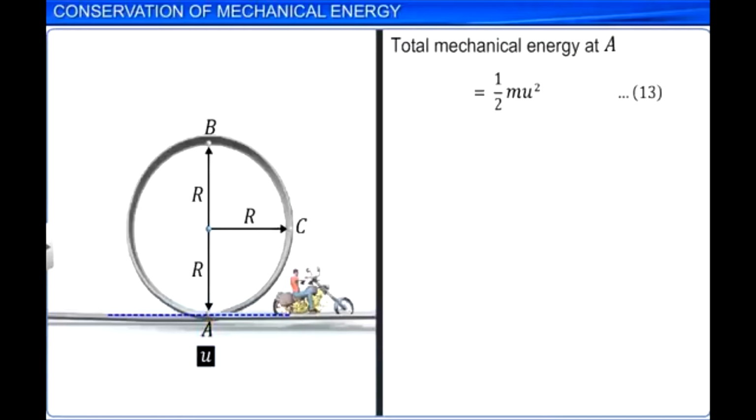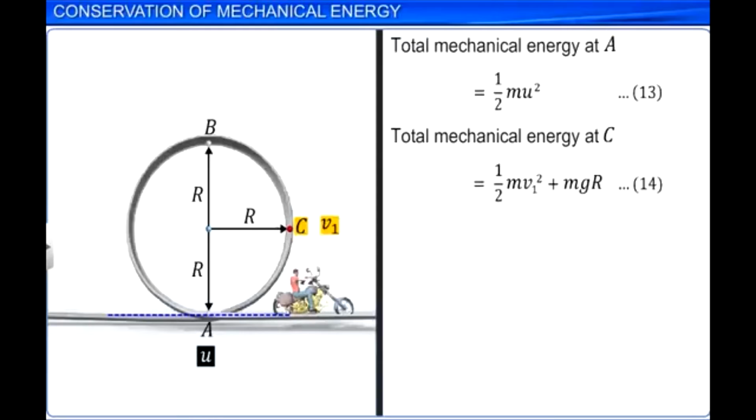When it is at horizontal position C, its velocity is v1, and the height of C from the reference level is equal to r. When at C, its total mechanical energy is partly kinetic, which is half mv1 square, where v1 is the magnitude of velocity at C, and partly potential, which is mgr. The total mechanical energy at C is denoted by half mv1 square plus mgr. Let this be equation 14.